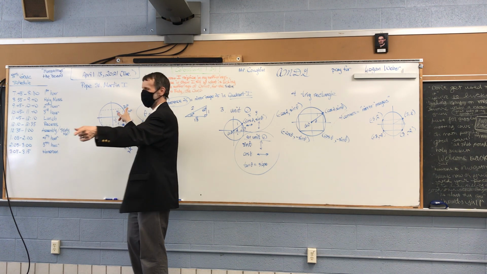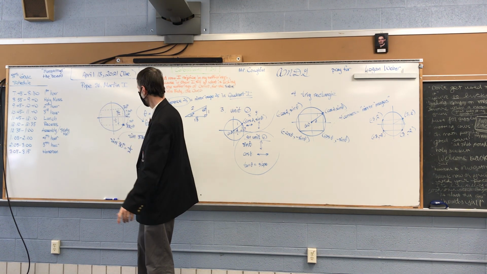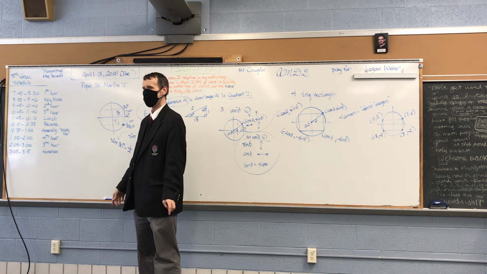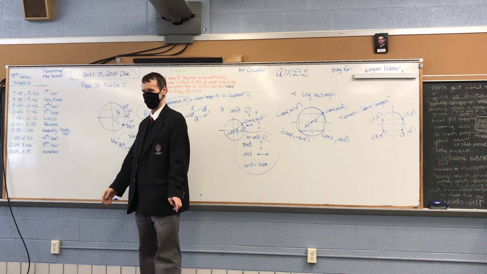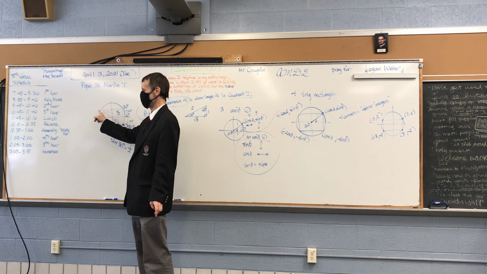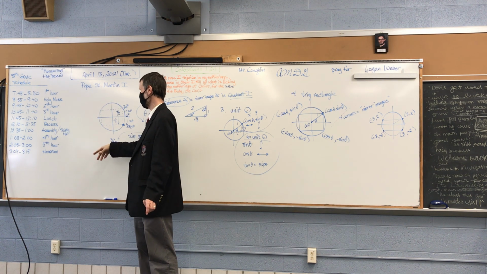1/2. It's the exact same as here. Now what's the cosine? This was radical 3 over 2. So that's negative radical 3 over 2.